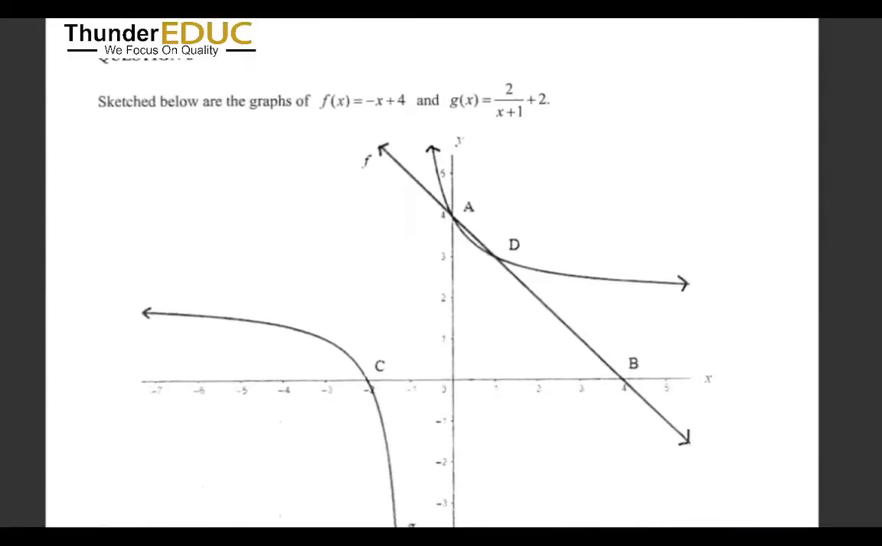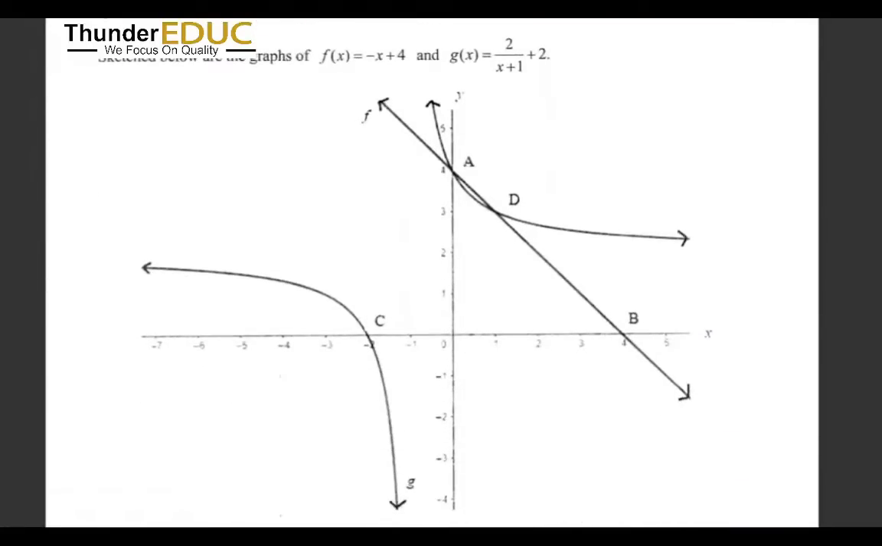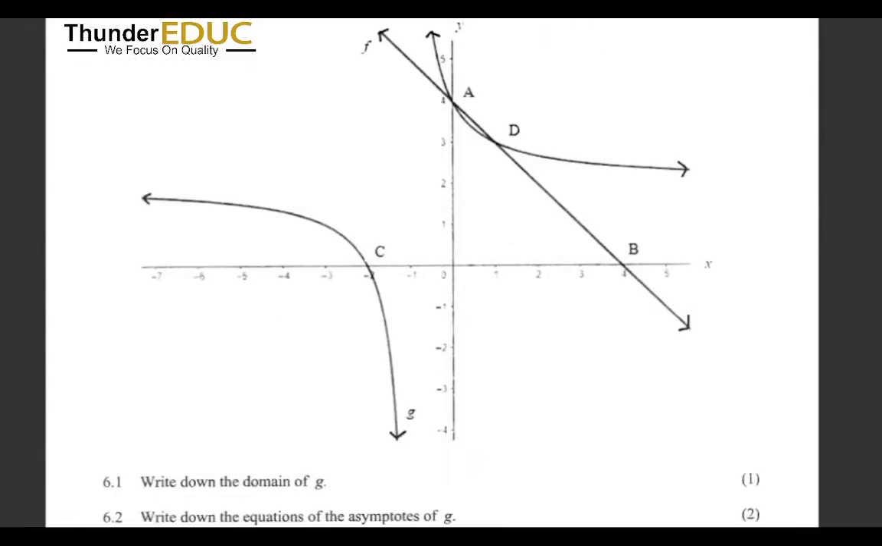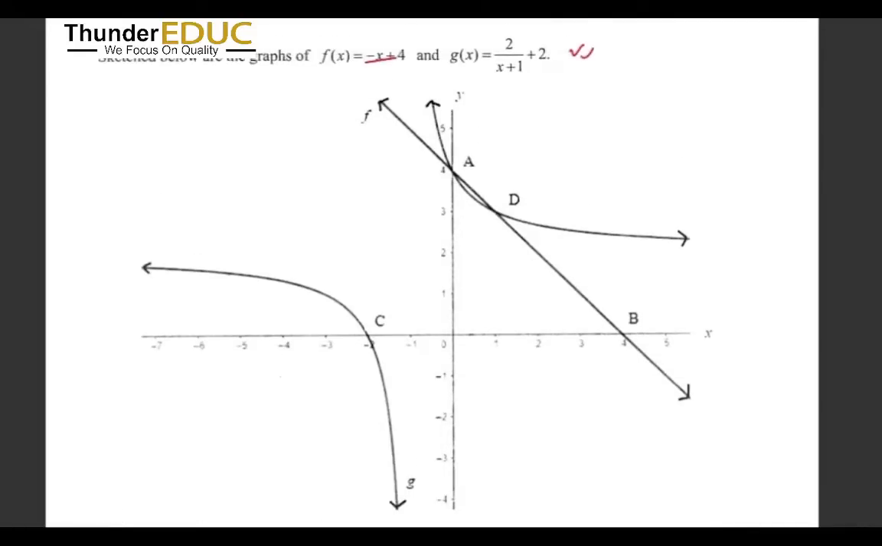Question number 6. Sketch below the graphs. We have this as a straight line, and then that as a hyperbola. Then 6.1, they want us to write the domain. So domain represents the x values, but we're looking for the domain of the hyperbola. So we need to look at this one here, which will represent the asymptote. So which means our asymptote is negative 1. So we're going to say that x is an element of real numbers. X should never be negative 1. So that is the domain.